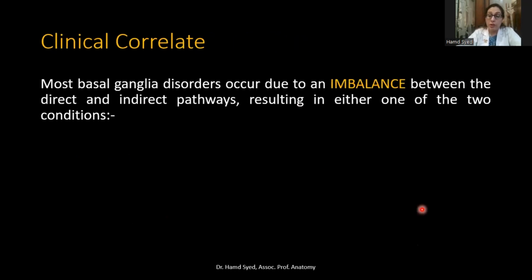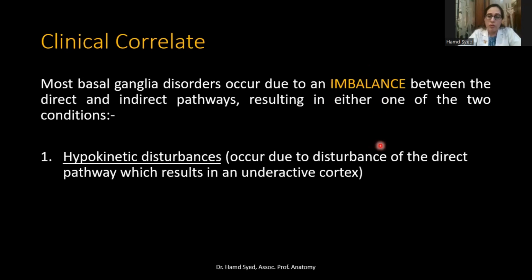Now let's come to the clinical correlation of what we have studied. We have seen that there are 2 pathways working within the basal ganglia, one is the direct and the other is an indirect pathway. If there is some imbalance between these 2 pathways, it can result in generally 2 types of conditions. First one is the hypokinetic disturbances. Now, hypokinetic, the name is self-explanatory. It represents decreased movement or slowed movement.